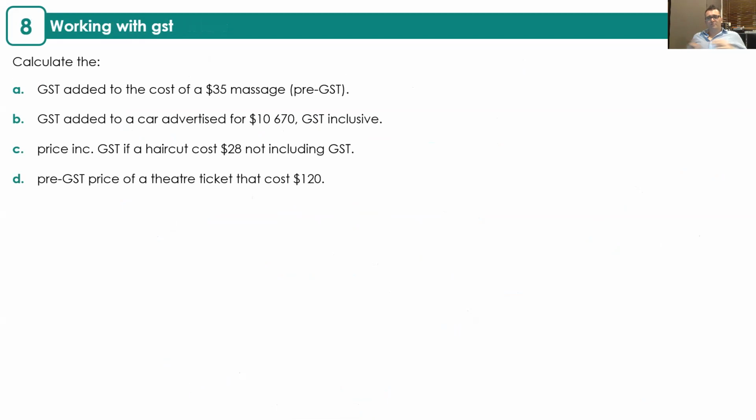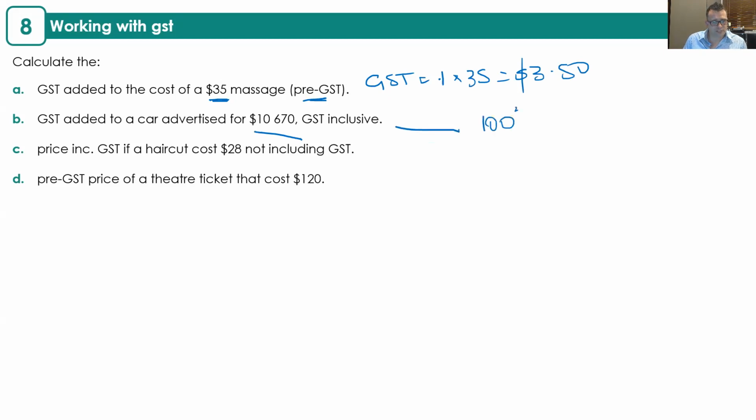So we want to calculate GST. So remember, as I said, GST is 10% based off the initial cost price. So if the cost is $35 pre-GST, then GST equals 0.1, which is 10%, multiplied by the $35, which is $3.50. Now GST added to a car. So we're working out the GST added to a car if it's advertised at $10,670 GST inclusive. So we've got 100% and we're adding 10%. So the GST inclusive price represents 110% or 1.1 times the original cost.